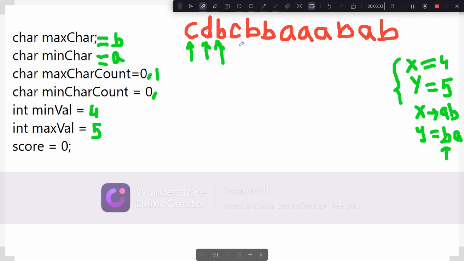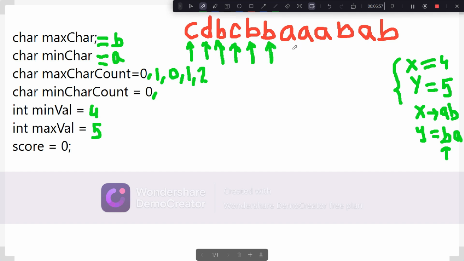Now next thing is C. C is a different character other than B and A. So what will happen in this case? We have to reset the count. So max char count would again become 0. Min char count is already 0. Now we are coming to this B. So max char count would become 1. Then next is also B, sorry. So max char count becomes now 2.